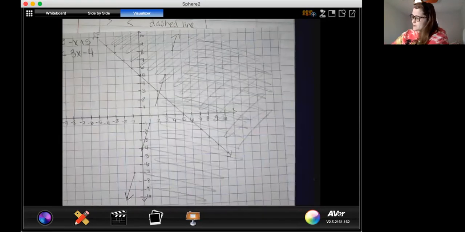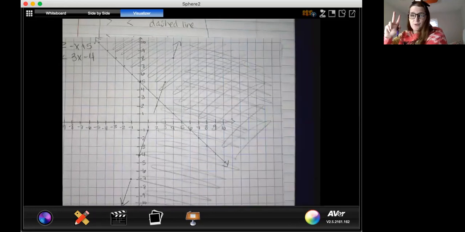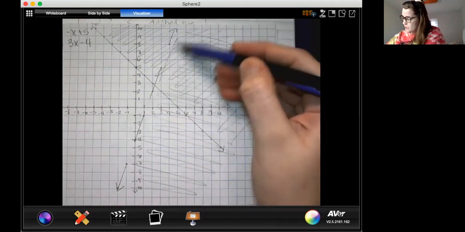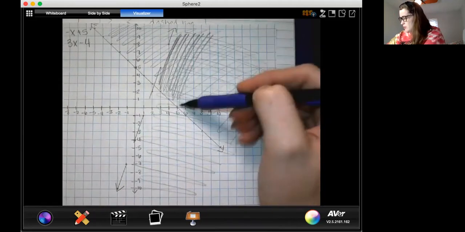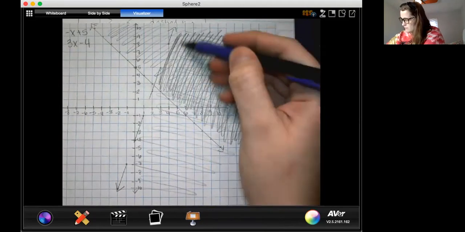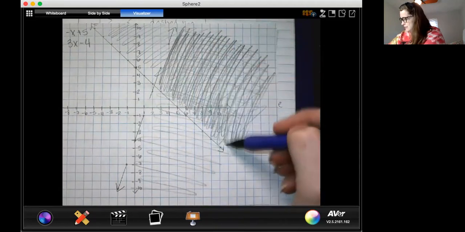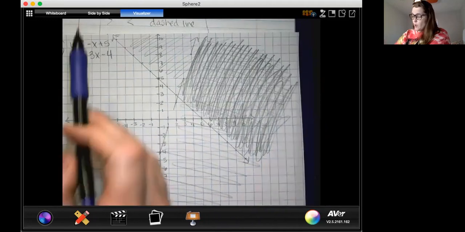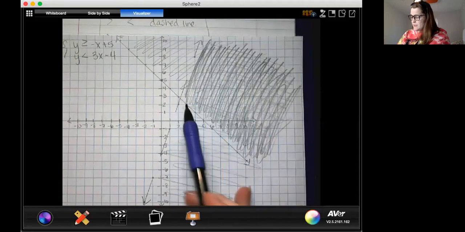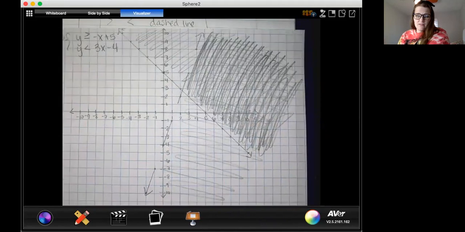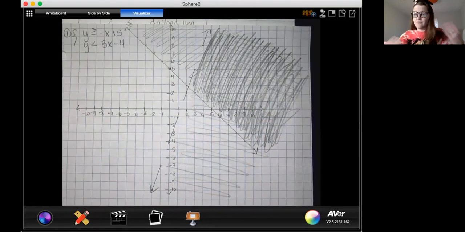So my final answer is to essentially what I refer to as make sure you double shade the part that is the final answer. So wherever there's shading for both lines, I'm going to go back through and make a darker shading. So now I can clearly see that answers that would work for both inequalities are going to be in this section that was created from my lines. Okay, and then that's how you identify your final answer for systems of inequalities.